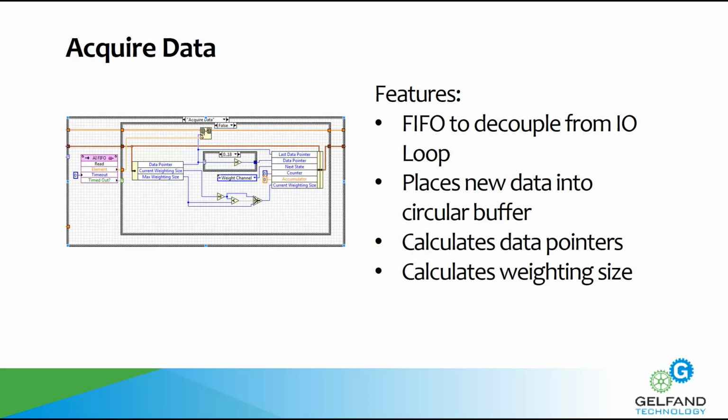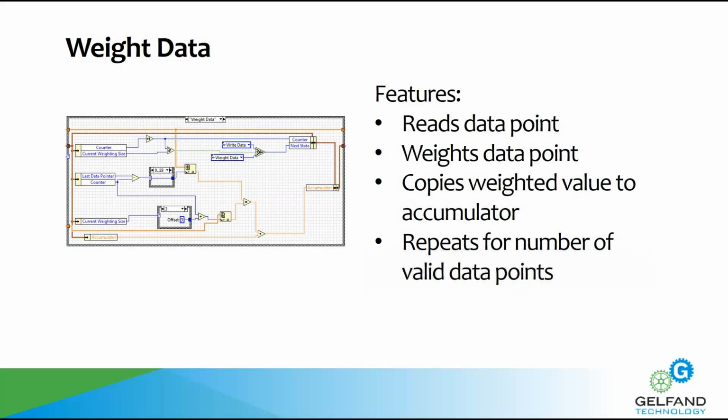In my acquire data, what I did was I added a FIFO to decouple myself from my analog input loop. When I get a new element, I place the new element into my circular buffer. I'm using this 20 array element as the circular buffer, and I calculate my data pointers. And hey, if my data pointer is at the last element, the next time around it's going to be the first element. Just, you know, standard circular buffer. I calculate my data pointers and I calculate my weighting size right here. So once I've acquired the data, I start going into weight. I go into my weight.